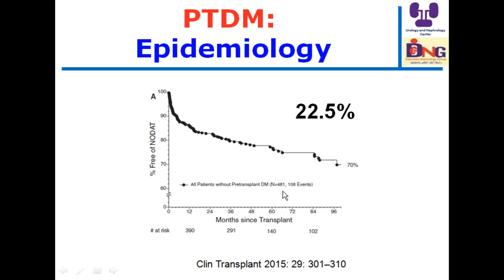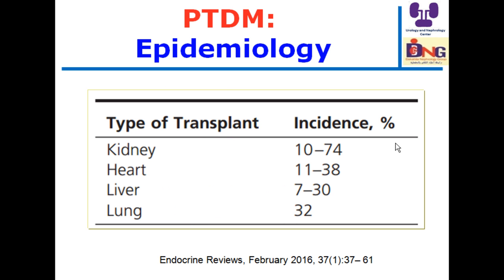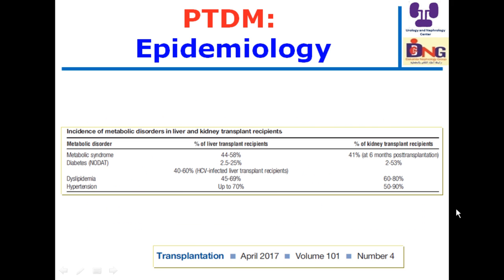Again, this is another study including 481 patients. The diagnosis of post-transplant diabetes according to the study was 22.5%. And if we look at the organ transplantation and the incidence of post-transplant diabetes, we can find that the incidence in kidney transplantation is variable between 10 to 74%, in heart transplantation 11 to 38%, in liver transplantation between 7 to 30%, and in lung it is 32%.